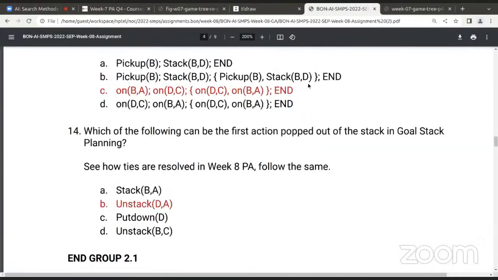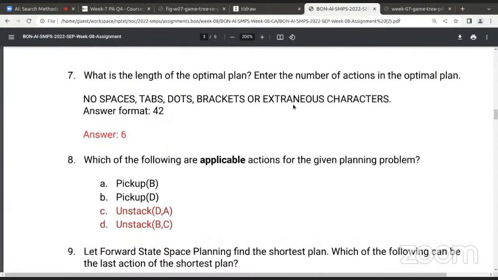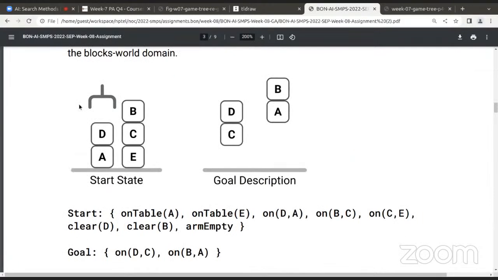We are asking about properties of partial order planning. Once you understand the property of partial order planning, you'll be able to answer these things very easily. Did you understand it? Is the question. That's what we're testing.